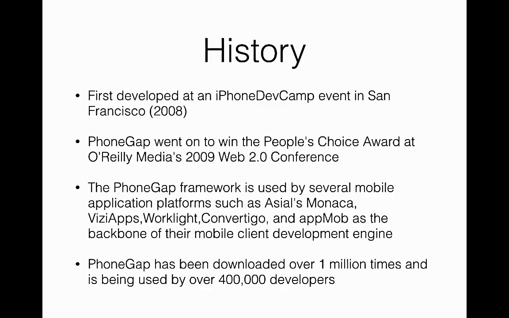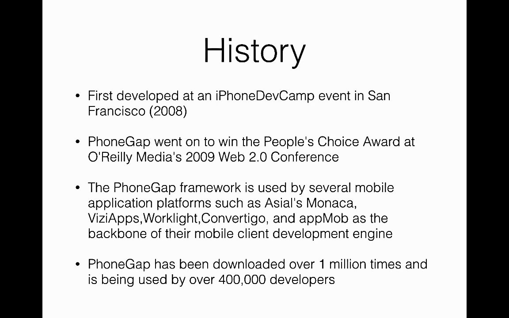So, a little history about PhoneGap. It was first developed at an iPhone Dev Camp event in San Francisco in 2008. It went on to win the People's Choice Award at Web 2.0 Expo 2009. The PhoneGap framework is used by several mobile application platforms. So basically, PhoneGap is a very important component that is used in different hybrid platforms as well. It's not only a platform by itself, but it also has components that are reused or are part of other hybrid application tools like Worklight and AppMobi.